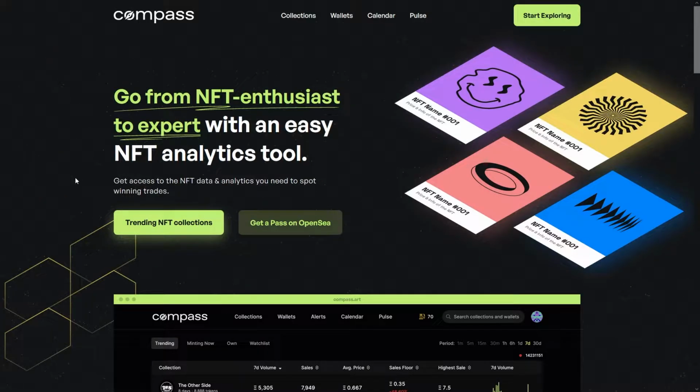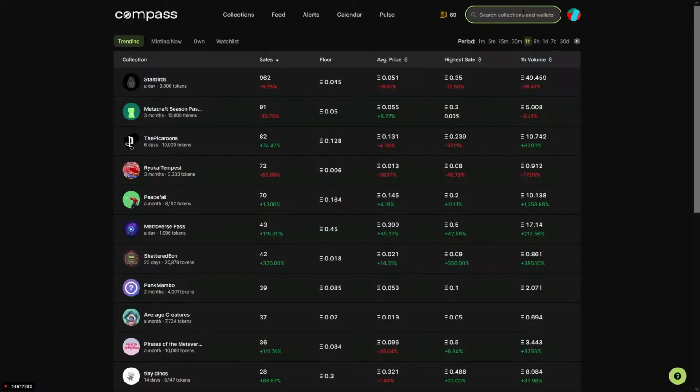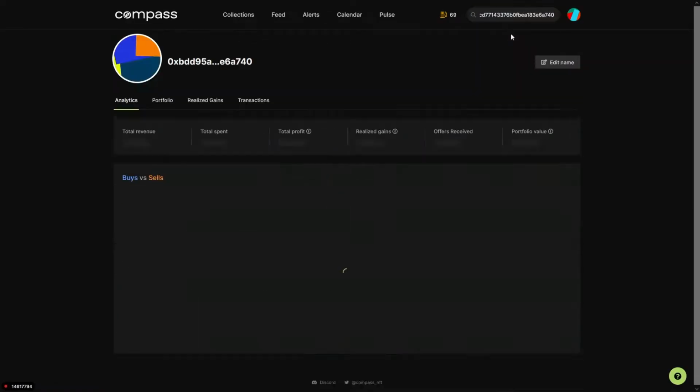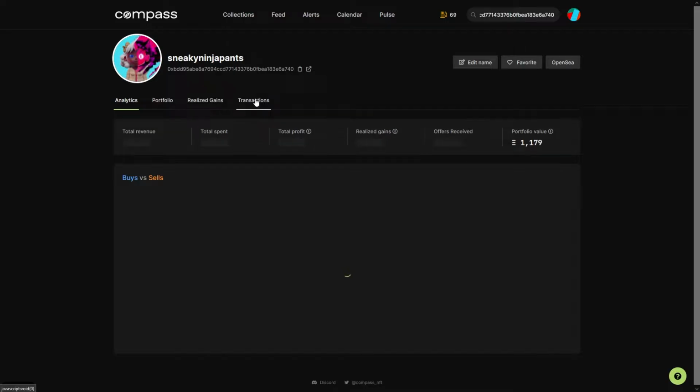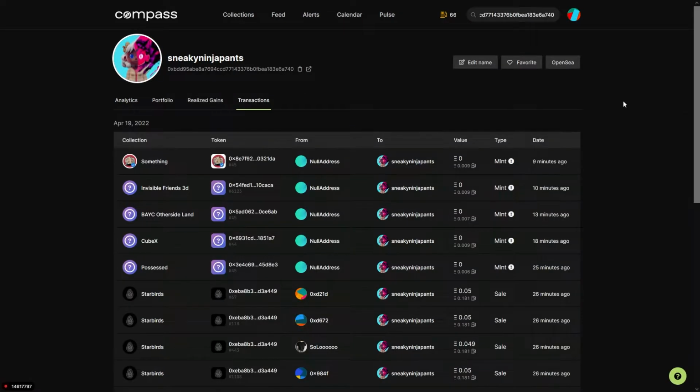Hello everyone. In this video, I'll be going over the transactions section within a wallet on Compass. To navigate to this, you click Start Exploring. You then paste the wallet address that you would like to see the transactions for, and then you click Transactions. This shows you every transaction that this wallet has made.